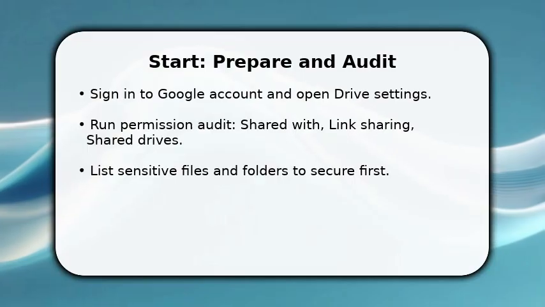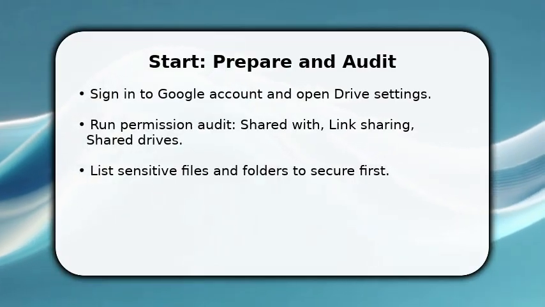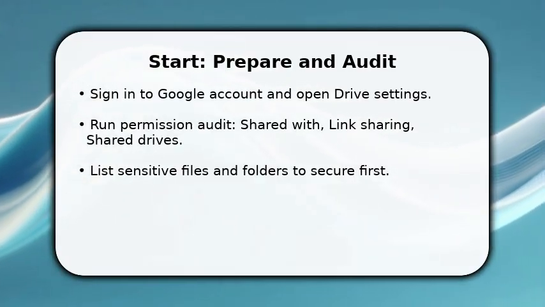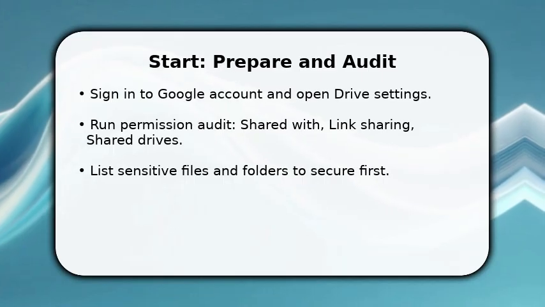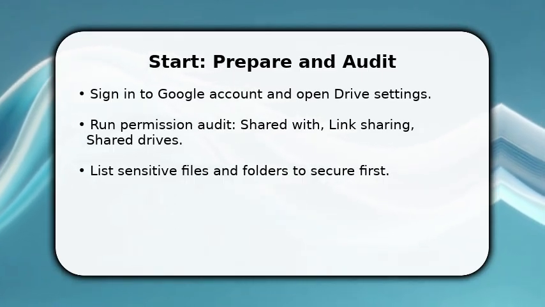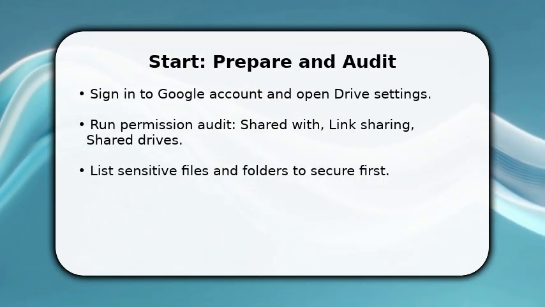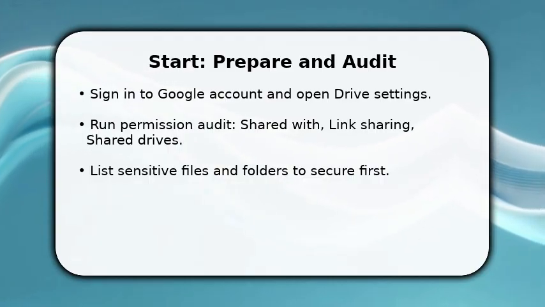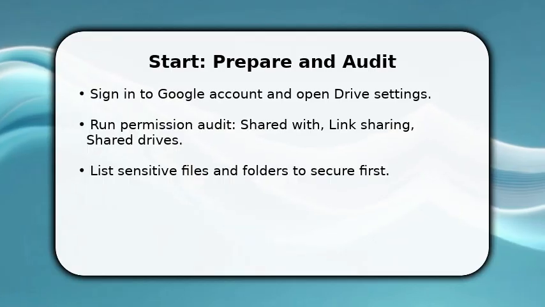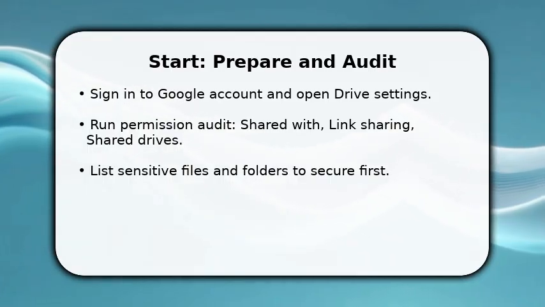You start by signing into your Google account and opening Google Drive. This is where you act. First, audit sharing. Check shared with me, files you own, and any active link sharing. Identify sensitive folders and prioritize them for immediate action because minimizing exposure reduces risk.